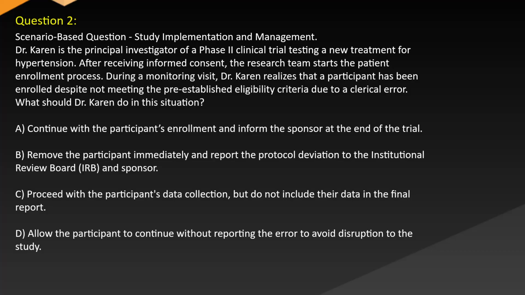A. Continue with the participant's enrollment and inform the sponsor at the end of the trial. B. Remove the participant immediately and report the protocol deviation to the Institutional Review Board and sponsor. C. Proceed with the participant's data collection but do not include their data in the final report. D. Allow the participant to continue without reporting the error to avoid disruption to the study.